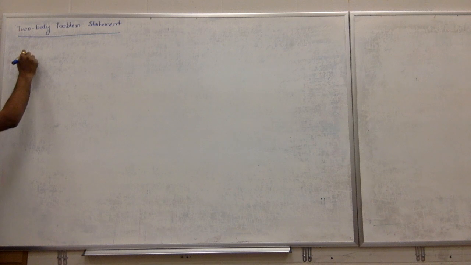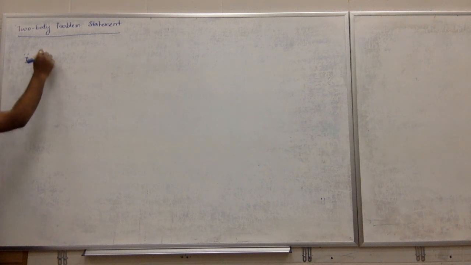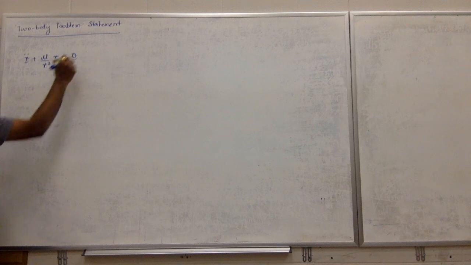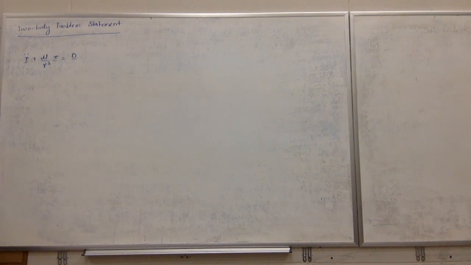R double dot plus mu over R cube R is equal to 0. Okay? This is the two-body problem. Now, see if this makes sense.